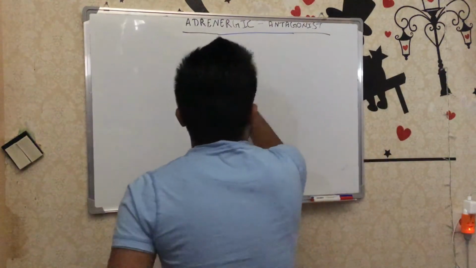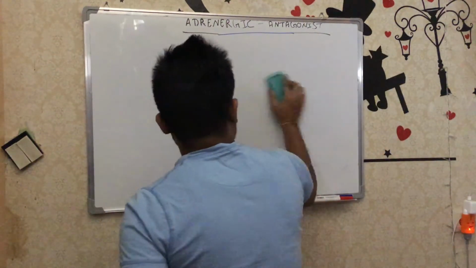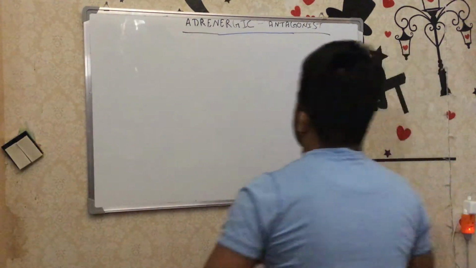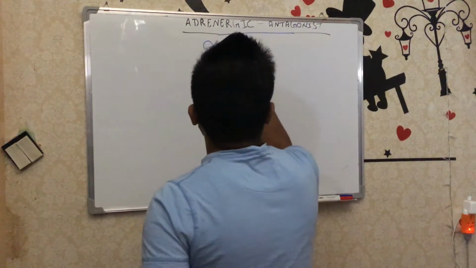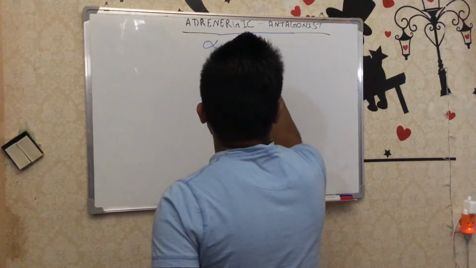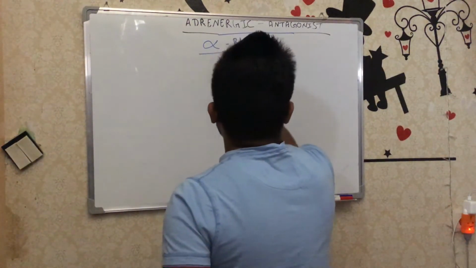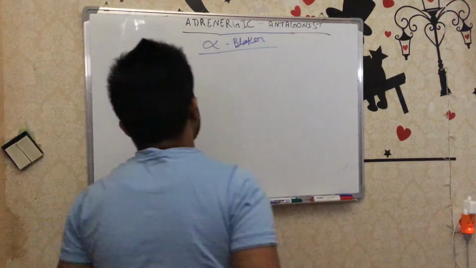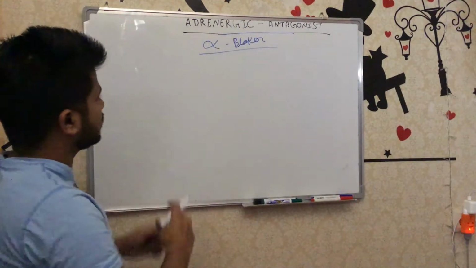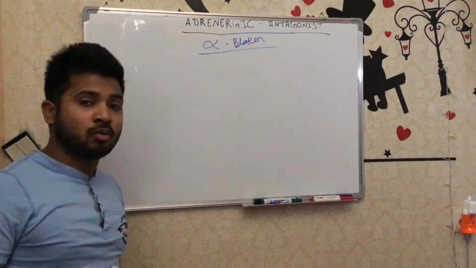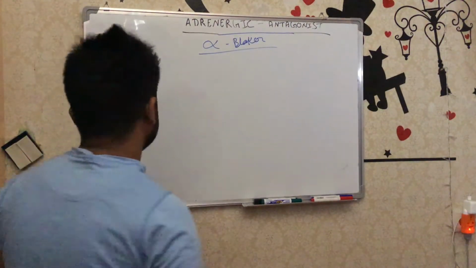Now we'll discuss the alpha 1 blocker. First we discuss the alpha blocker, then the beta blocker. First we'll discuss what the pharmacological effects could be if you block the alpha receptor in the body. What could be the changes in the body?